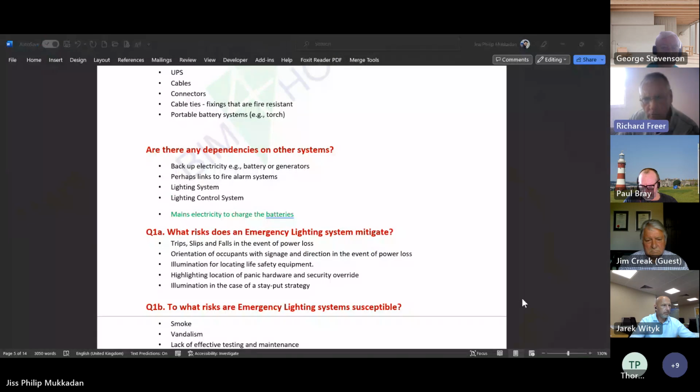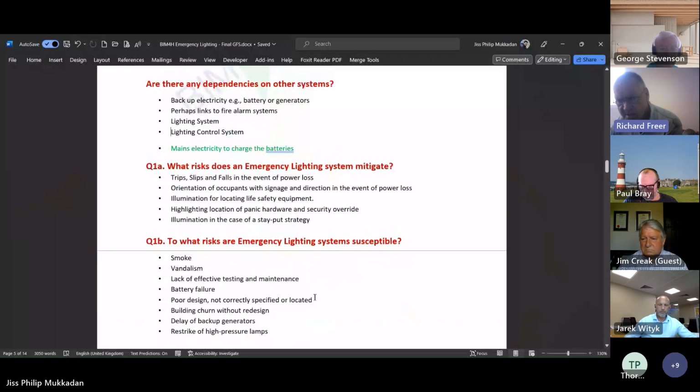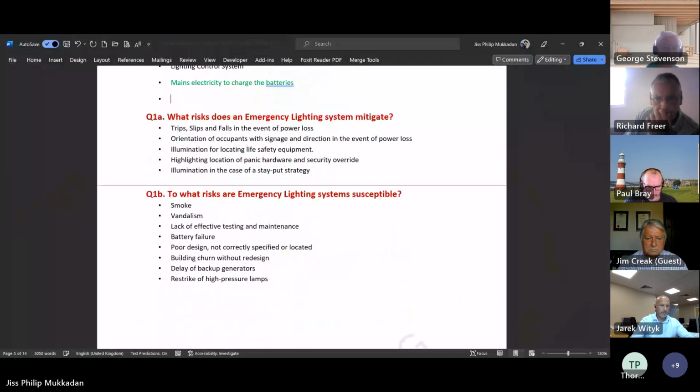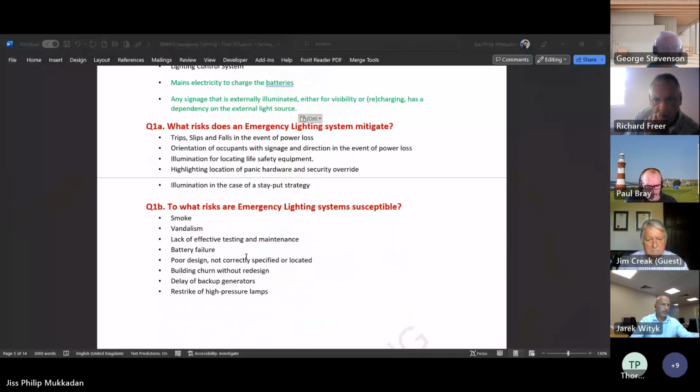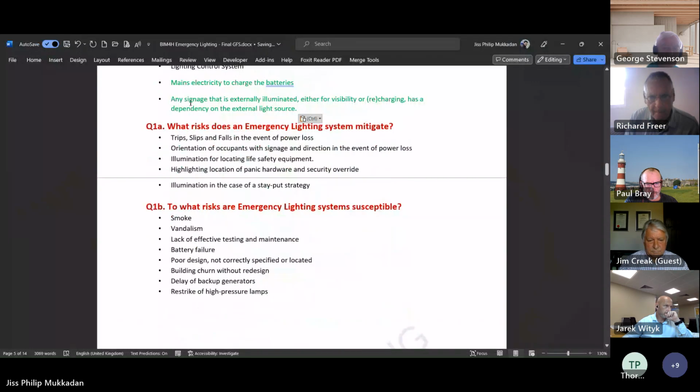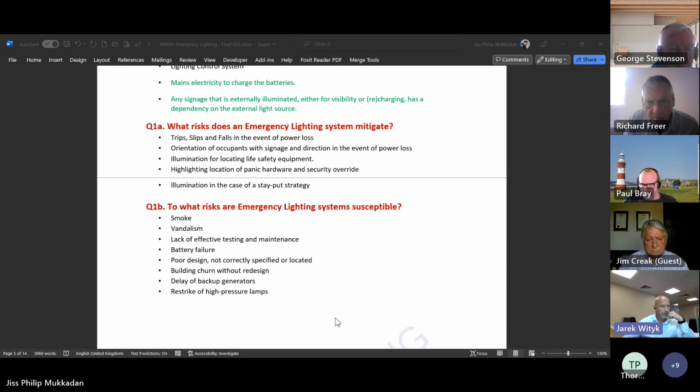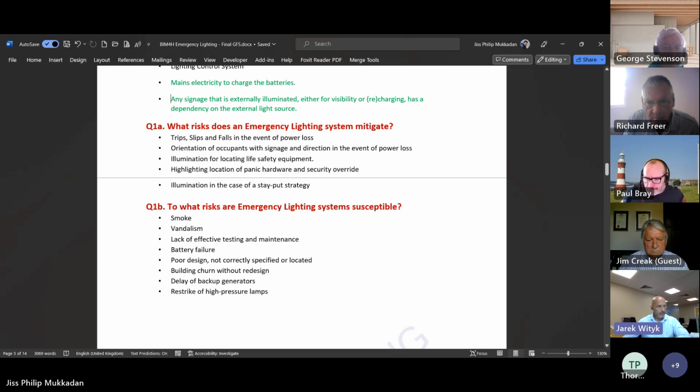Okay, question 1B. To what risks are emergency lighting systems susceptible? So what can happen to an emergency lighting system that stops it from working optimally? Poor maintenance and incomplete or poor commissioning. Yeah, I would say poor maintenance. We've got maintenance on there, I think, Jarek. Definitely agree with the commissioning.